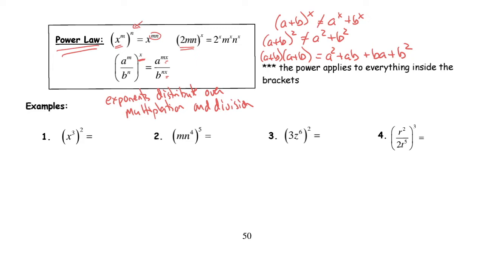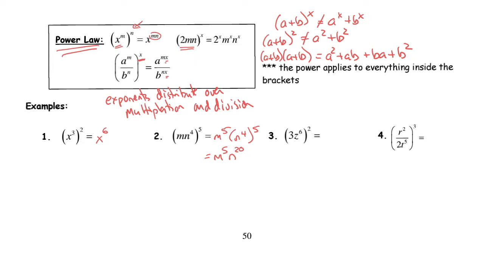But now let's take a look at some of these examples. I've got x cubed squared. So that is simply going to be the product of those two. So it's going to be x to the 6th. Here, I've got mn to the 4th to the 5th. So I've got a product inside there. So what's going to happen here is that that exponent of 5 is going to distribute to both of those factors. And then this will become m to the 5th multiplied by, and now I've got power of a power, so n to the 20th.